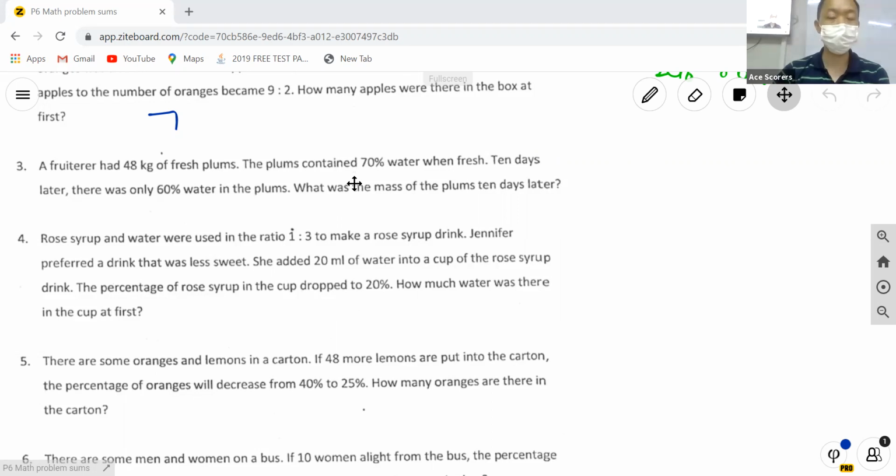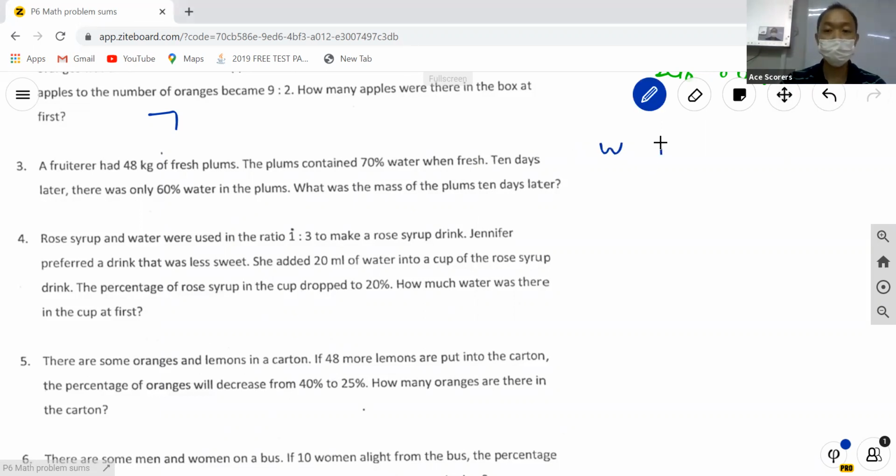The plums contain 70% water when fresh. Ten days later, there was only 60% water. What's the mass 10 days later? So there's 70% of water, so we get water and then flesh. It's either water or flesh, you understand? Just these two things.